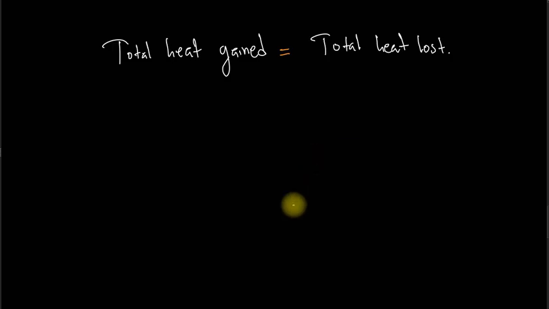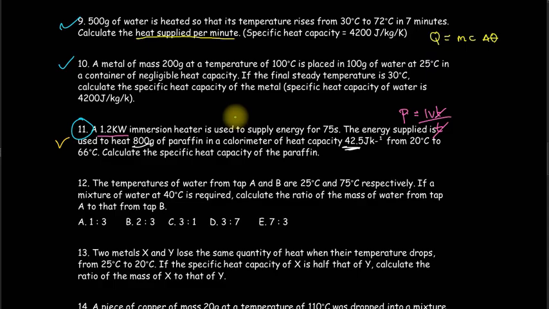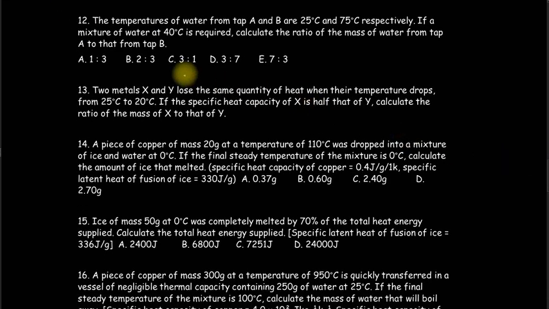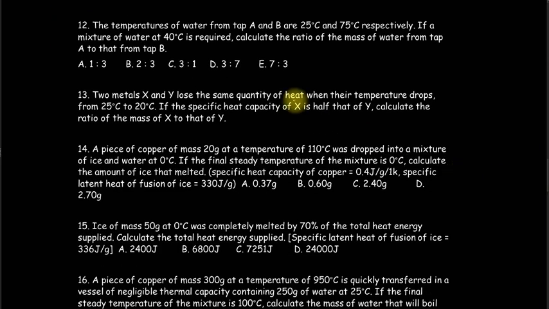And we'll see how we apply it. Okay, so let's apply total heat gained for number 12. Let's come down. Temperature of water from tap A and B are 25 and 75 degrees Celsius respectively. If a mixture of water at 40 degrees Celsius is required, calculate the ratio of the mass of water from tap A to that of tap B.